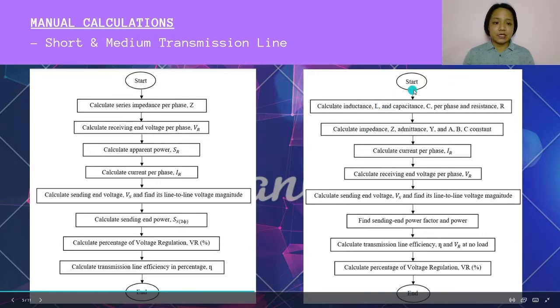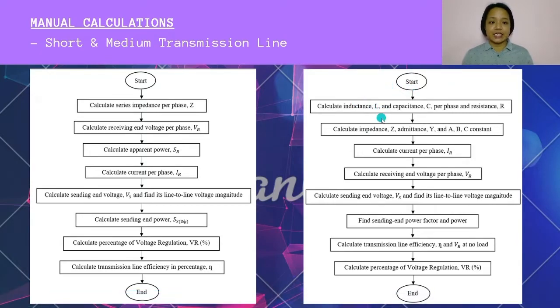And next, for the medium transmission line, first we need to find the inductance, capacitance, and also the resistance. And then we use them to find the impedance, admittance, and also the ABCD constants. After we find all these values, we can find the current per phase and also calculate the receiving end voltage per phase. The sending end voltage we can also find, and then we can use the equations that are provided to find the values that we need.